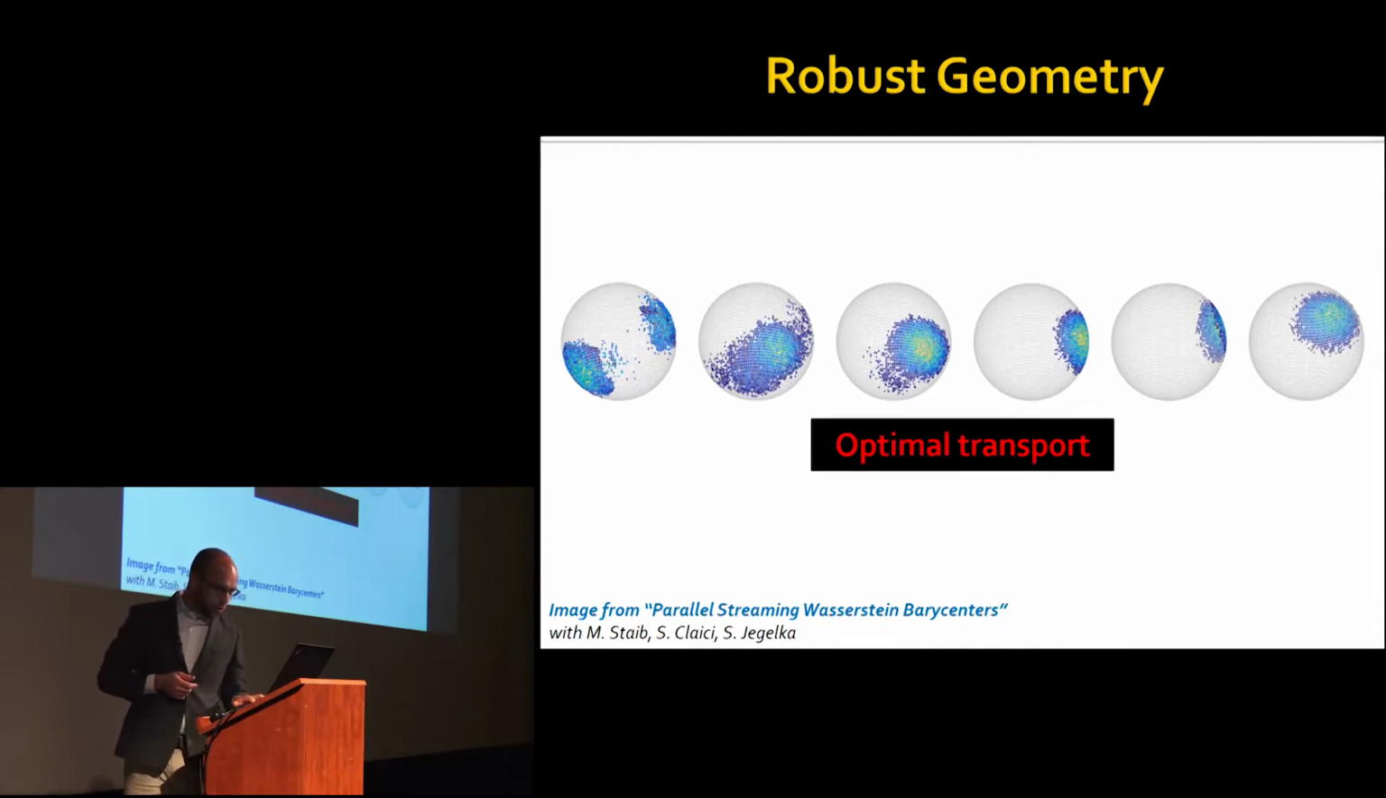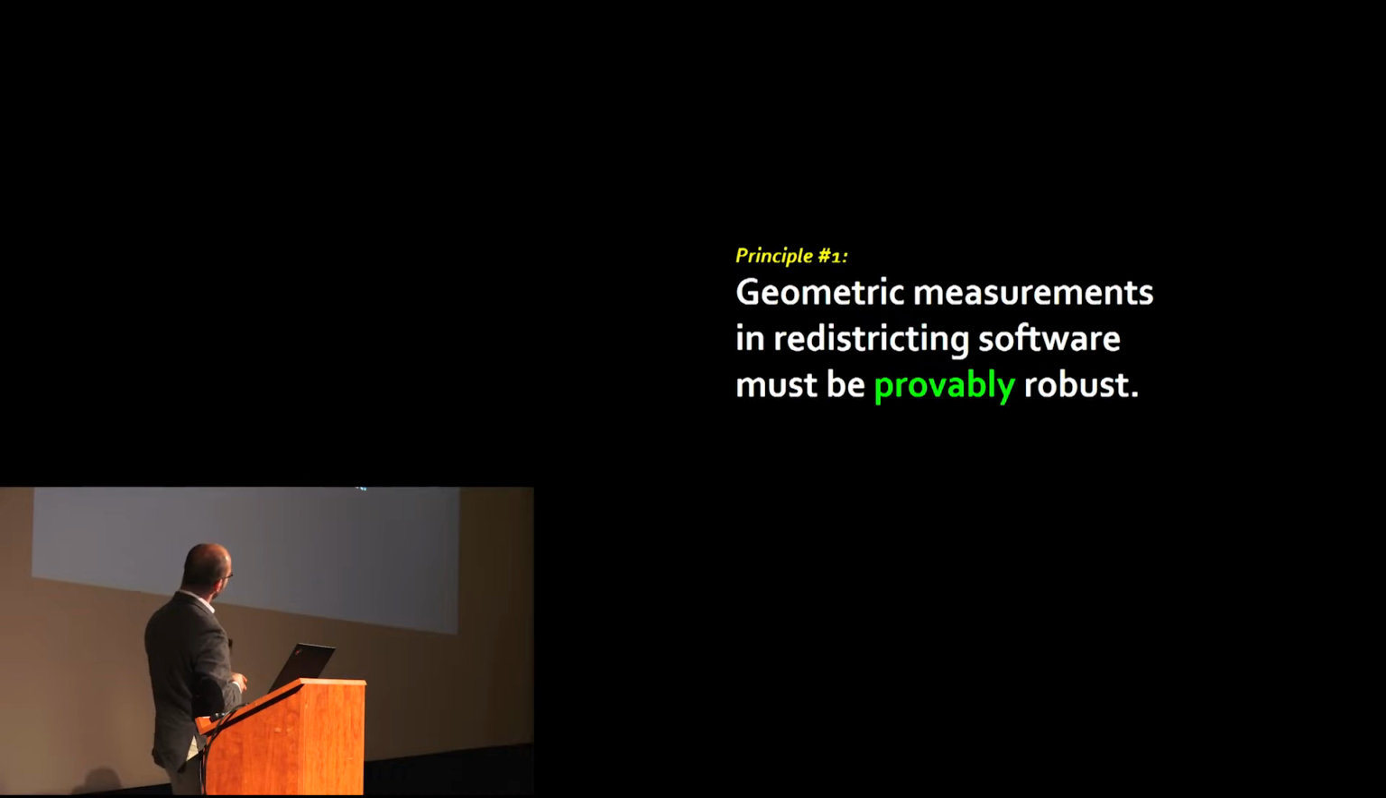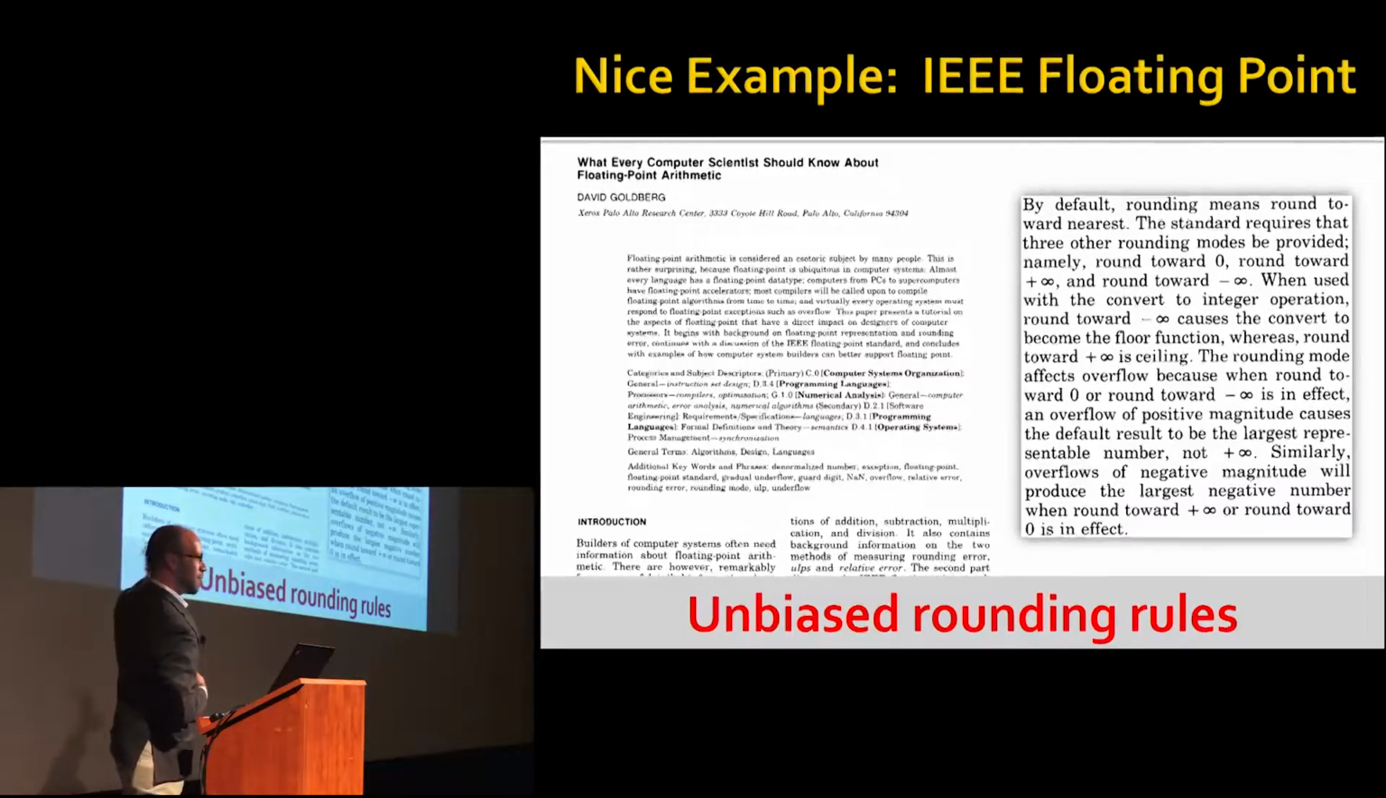So the first principle I'm going to propose to you for computational redistricting is that geometric measurements at the very bottom level in redistricting software must be provably robust. Because if they're not, they might actually be introducing some bias that's really, really hard to detect and understand. And as an example of some people that do this really well, one thing I wanted to highlight, and I don't expect you to read this, by the way, is one of these blocks of text you should just appreciate for being a block of text.